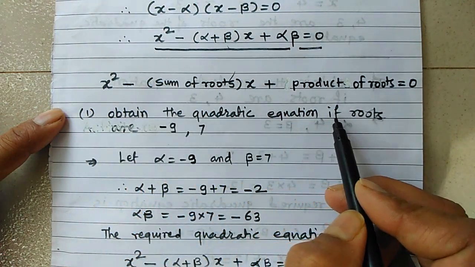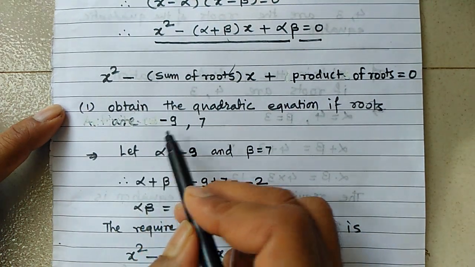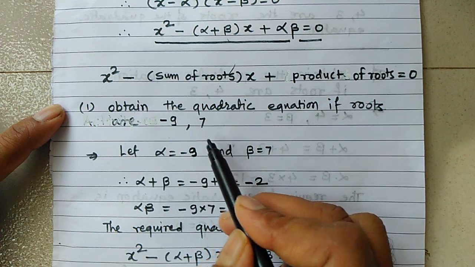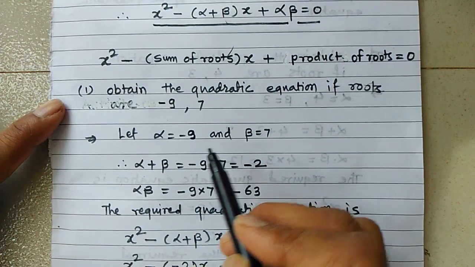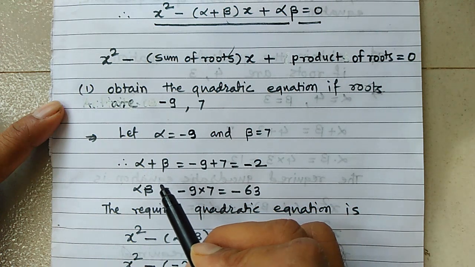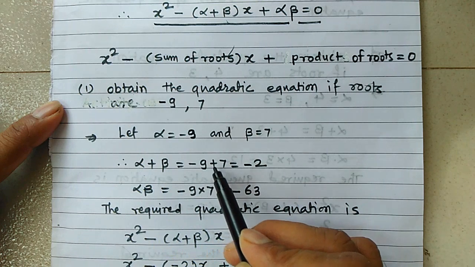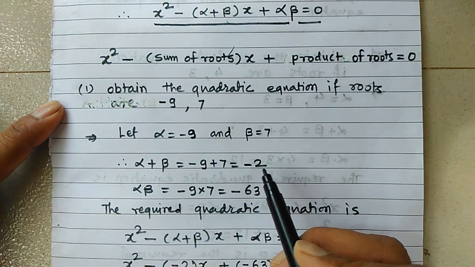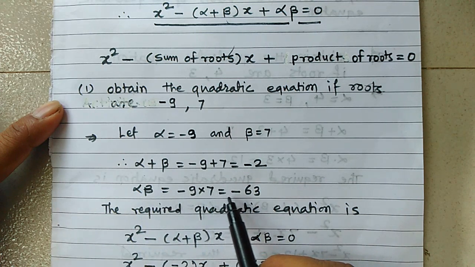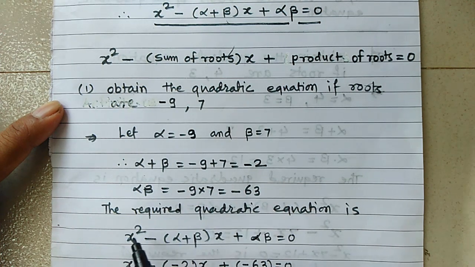Obtain the quadratic equation if roots are minus 9, 7. Now I am considering this as alpha, first as alpha. That's why I am writing here. Let alpha is equal to minus 9 and beta is equal to 7. Yes, to find out the quadratic equation, sum of the roots and product of the roots is very necessary. So I am writing here alpha plus beta is equal to minus 9 plus 7, and the addition is minus 2. And the product of the roots is minus 9 into 7. That means minus 63. Minus into plus, minus. 9 sevens are 63.